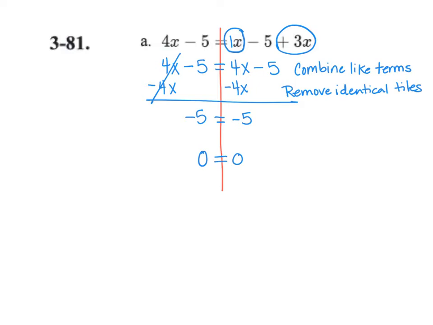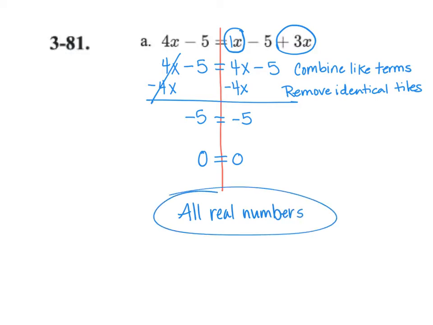Now, what you notice here is there's no x left in the equation. So what that means is there is not only one solution to this equation. And because the left side is equal to the right side, either negative 5 equals negative 5 or 0 equals 0, this tells us that all real numbers are a solution to this equation. So there isn't just one solution, like x equals 2 or x equals negative 3. All real numbers are a solution to this equation, meaning no matter what number I put here for x, the left side will always equal the right side.